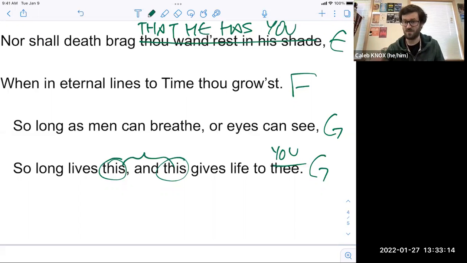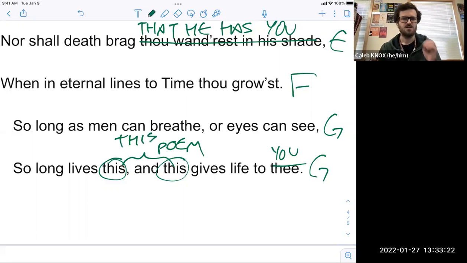When he says, so long lives this, the this that he's talking about is this poem. So long as men can breathe and eyes can see, so long lives this poem. And this poem gives life to you. And here we are more than 400 years later, and we're reading this poem. So do we know a lot about her? Do we know what she looks like? That sort of thing? No. But we know she existed. And according to Shakespeare, she's beautiful. Okay. So when we look at the poem now, we are the reason that her eternal summer, her eternal youth doesn't fade, because we're still reading the poem here years and years later.